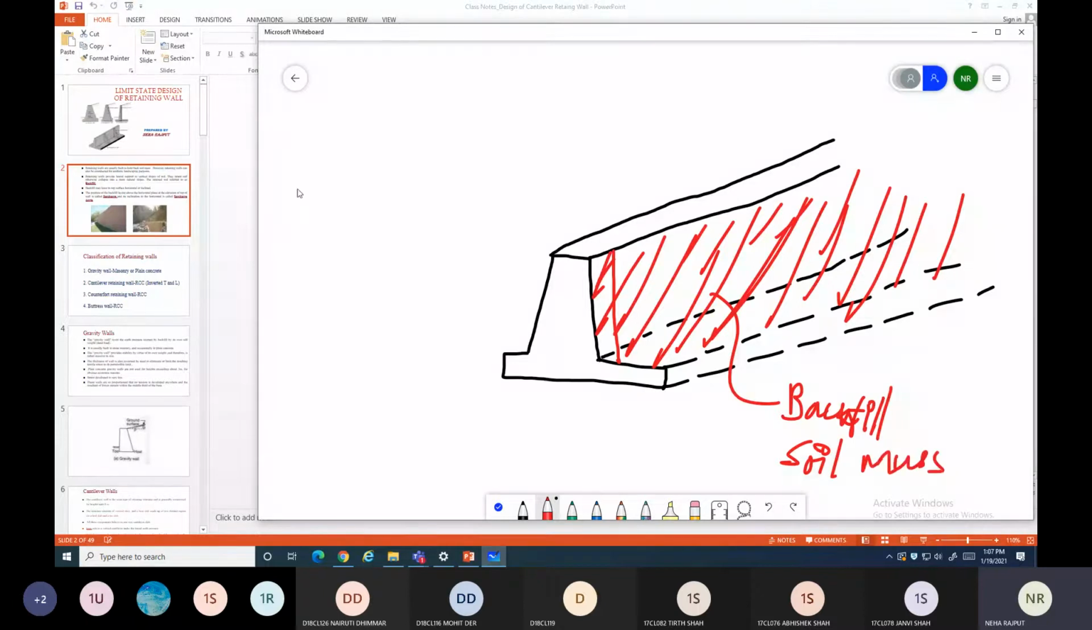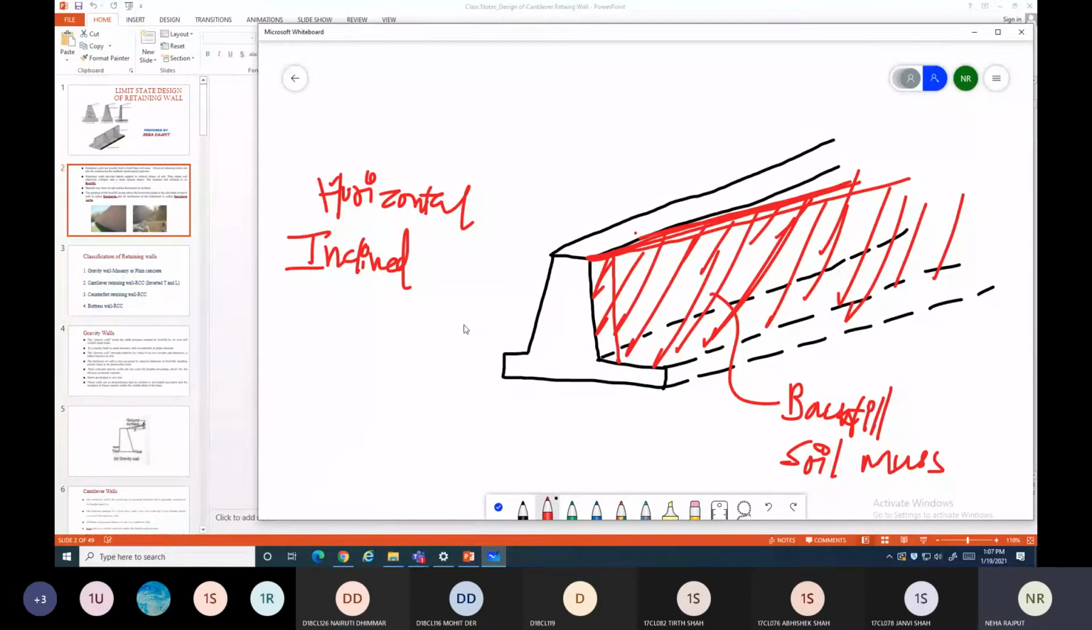So this backfill may be horizontal, or it may be inclined. It means the soil mass which is retained by the retaining wall may be horizontal in plane. This is the horizontal one, right? Up to this height of the retaining wall the backfill is horizontal, and sometimes it may have an inclination, with the backfill having an inclined portion.